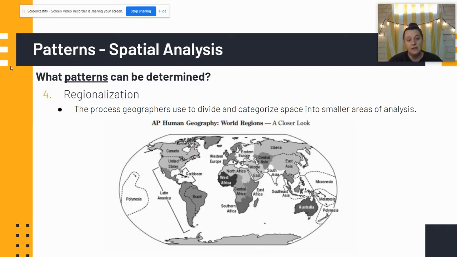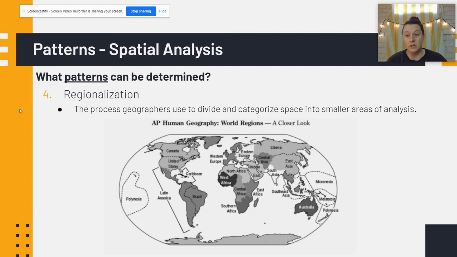So, patterns can also be discussed and determined through the process of regionalization. And so, regions are basically just tools that geographers use to divide and categorize space into smaller areas of analysis. Now, that's a really complicated way to say that geographers basically look at the world in pieces, right? Again, I told you it's like collecting puzzle pieces. And we're going to talk about regions a little bit more in a couple of days. However, I just want you to think right now, right? We can determine patterns and we can discuss patterns by discussing regions. Okay. And so these are some regions of the world. And we'll talk, like I said, more about that later.